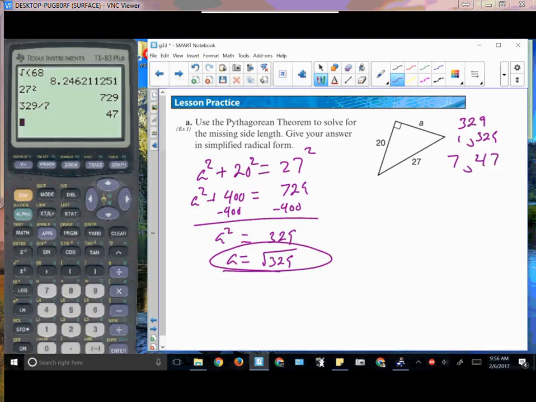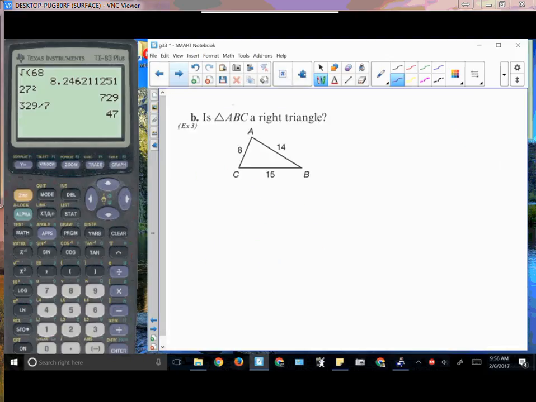So, give this one a whirl. See what you can come up with. Alright. So, let's see if this is the right triangle.